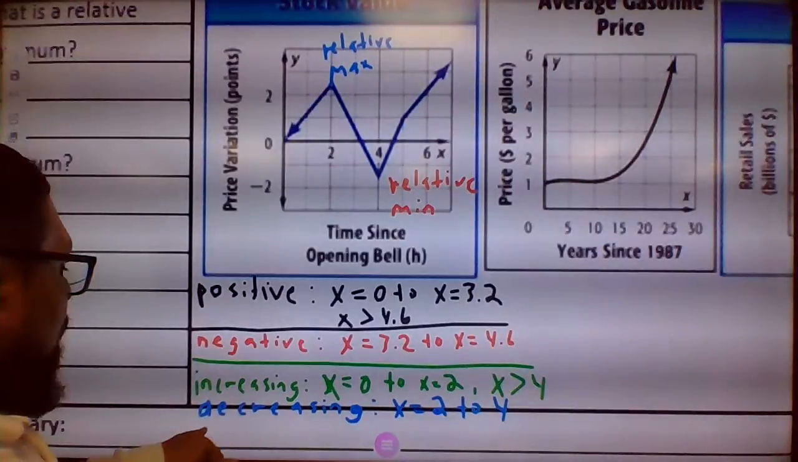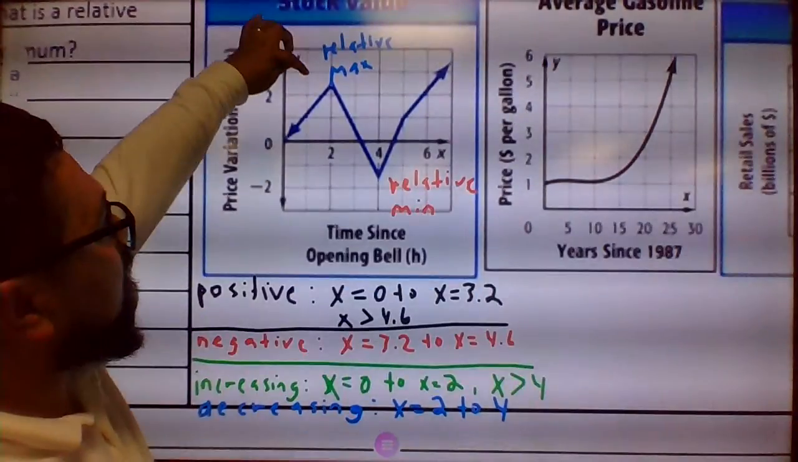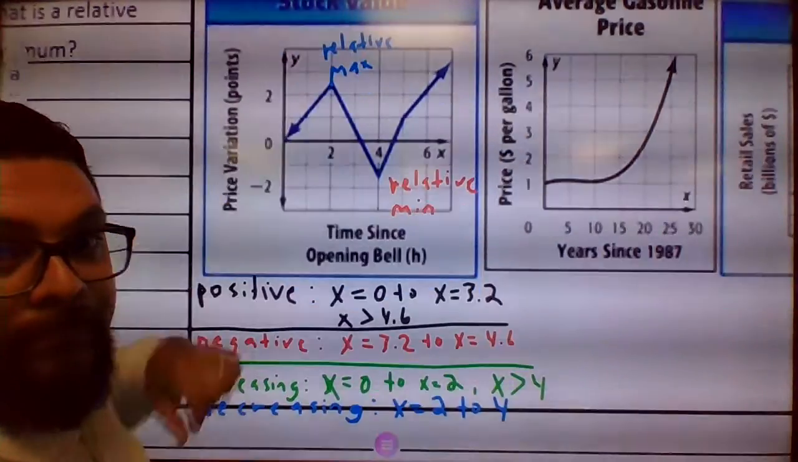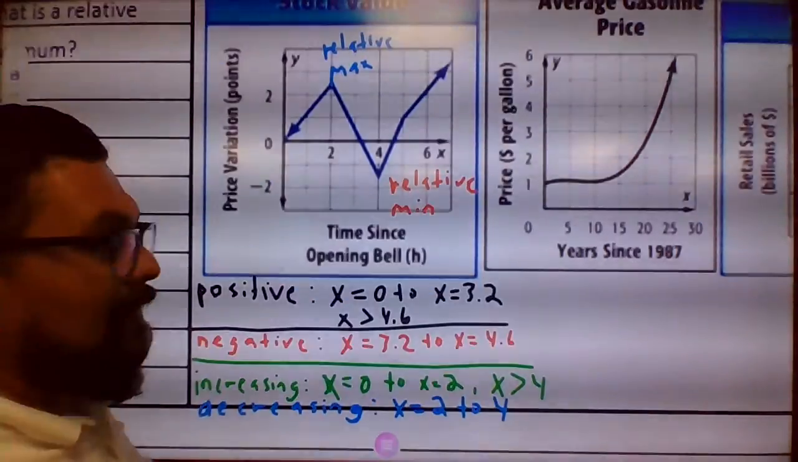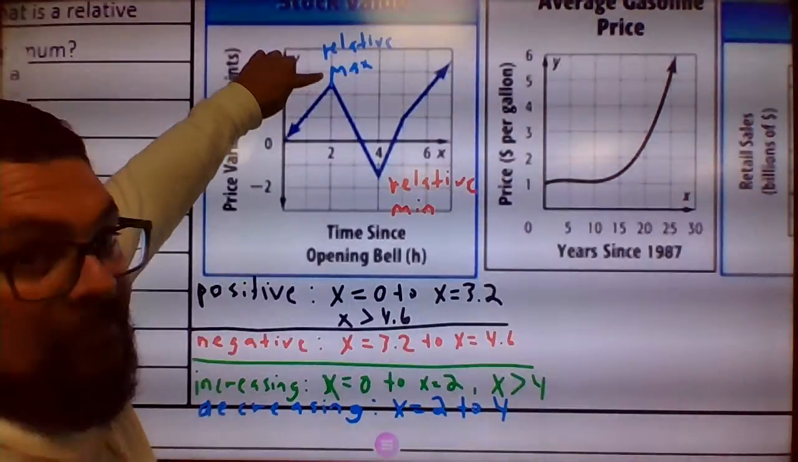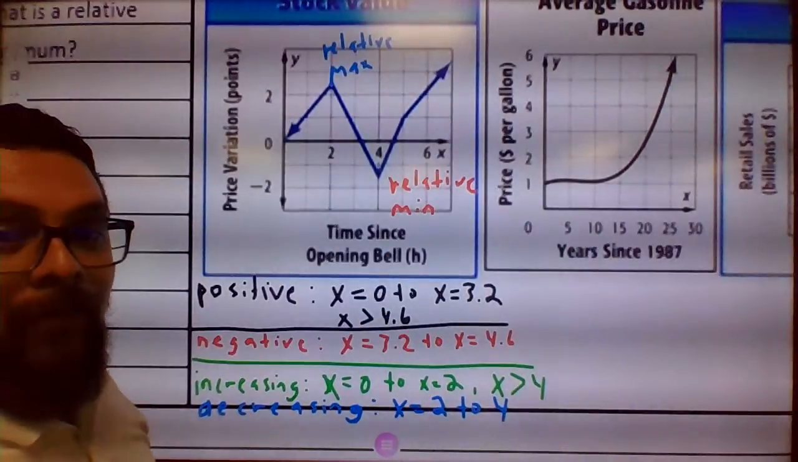Positive. Now decreasing. The only place it's decreasing is right here. This is a negative slope. Therefore, this makes it a relative maximum. This is the relative maximum, and this is the relative minimum of that graph.